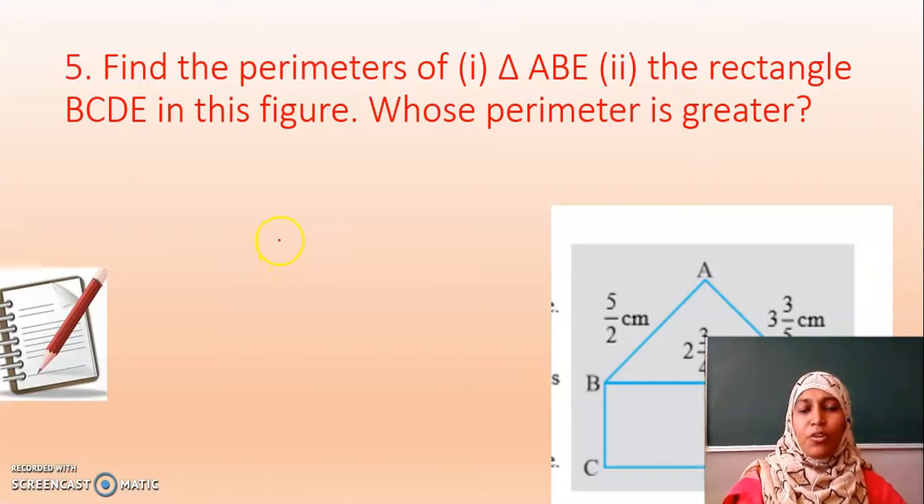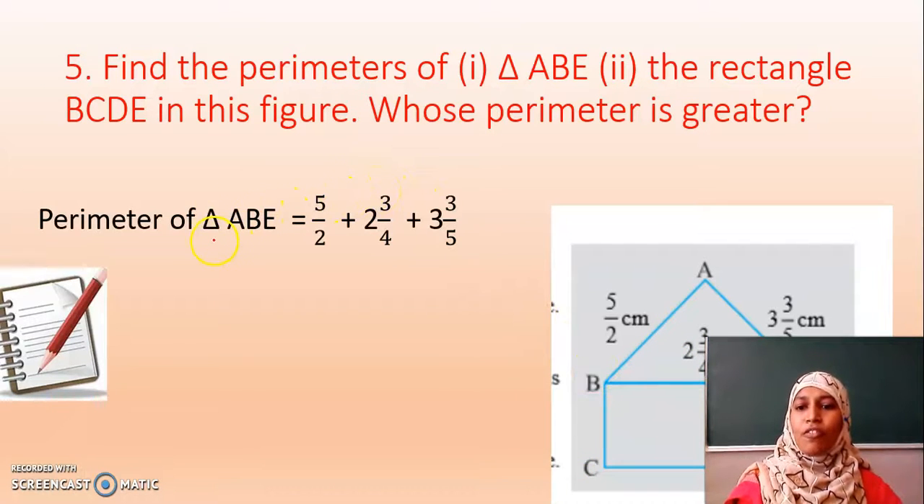Now let us get into a word problem. Find the perimeter of triangle ABE and the rectangle BCDE in this figure. In this figure we have two shapes. One is a triangle, another one is a rectangle. First we are going to find the perimeter of the triangle. Perimeter of triangle ABE is equal to the measurement of its 3 sides. What are the measurements of all the 3 sides? 5 by 2, 2 3 by 4 and 3 3 by 5. I have written all these 3.